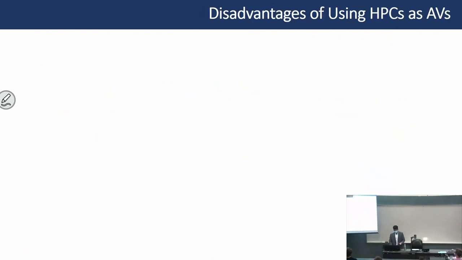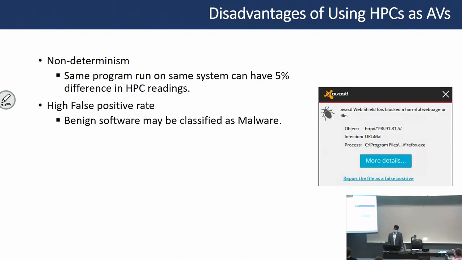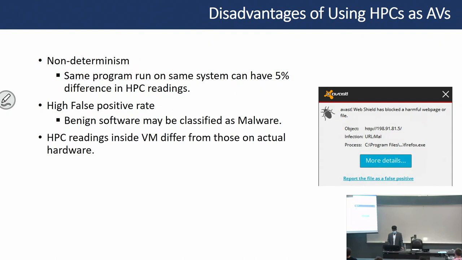So now let's look at the disadvantages of using HPCs as an antivirus system. One big disadvantage of using HPCs, since until now we have been seeing all the positive things about HPCs, is that they're non-deterministic. The same program running on the same system, the same environment, can have a 5% difference in HPC readings. This leads to a high false positive rate, which I described before. And HPC readings inside a virtual machine differ from those on actual hardware.